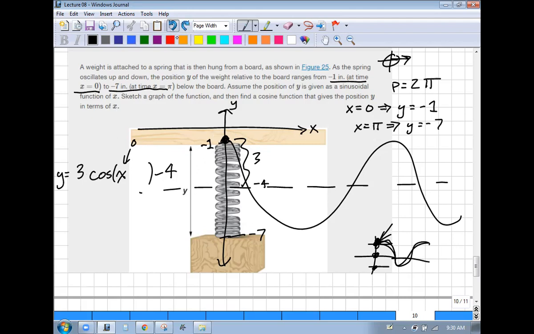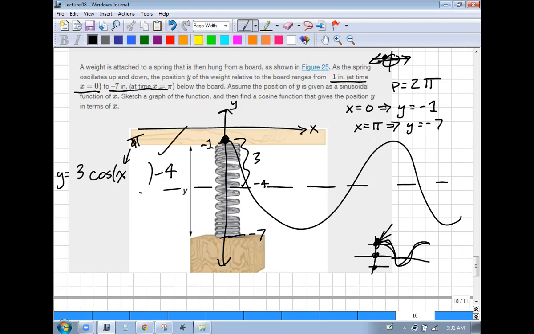So this works out with this guy. Let's check this one. If I plug in a pi for x, all of this should give me a minus 7. So cosine of pi, according to the unit circle, is minus 1. So minus 1 times 3 is a minus 3. Minus 4 gives me the minus 7. So yeah, this is working out.